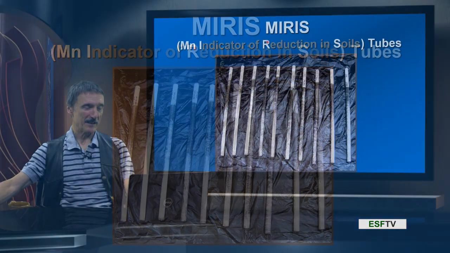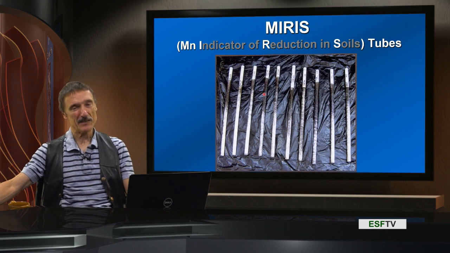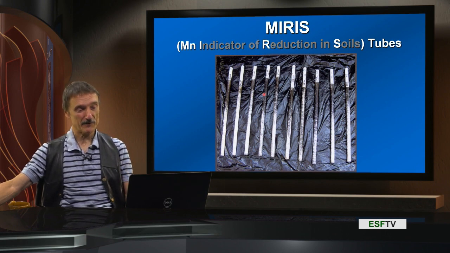Different than the iron reduction, but the same idea. The interesting thing about this is that when you have high pH soils, the IRIS tubes don't work that well. Under high pH, some of that reaction is controlled by something called siderite. It's an iron carbonate. So when you get high pH soils, instead of using the IRIS tubes, you use the MIRIS tubes, okay? Manganese. So they both work, and so it allows us to adjust for pH.